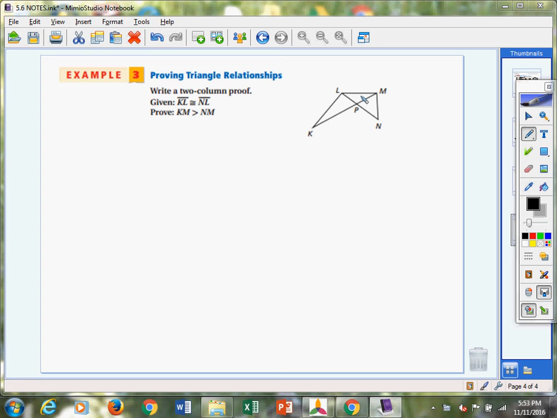Our best shot. We're in 5-6. We're doing example 3. Oh, yay, you get to do a proof. Yay, you! I'm sure you're just so thrilled about that. We're going to write a 2-column proof, so we're going to have to create our statements and our reasons, and there's going to be kind of a new inequality property that I need to throw in there.